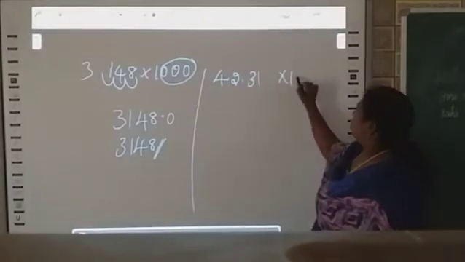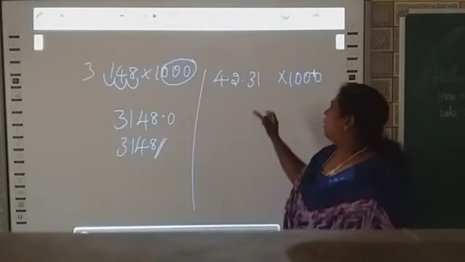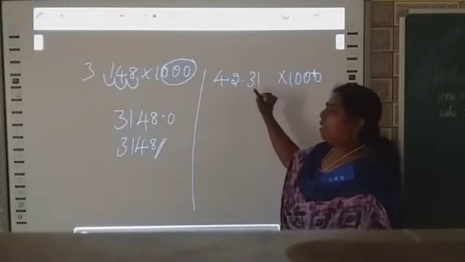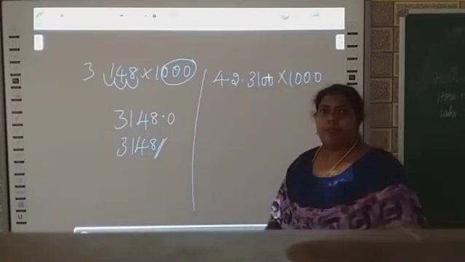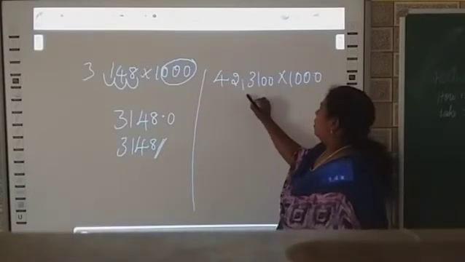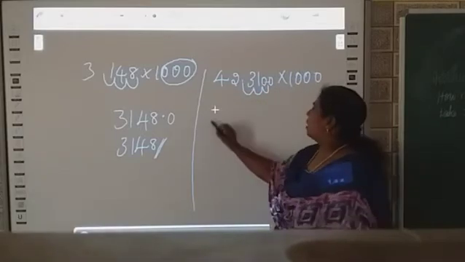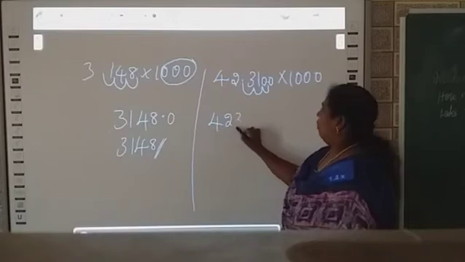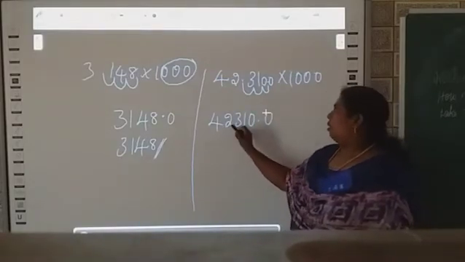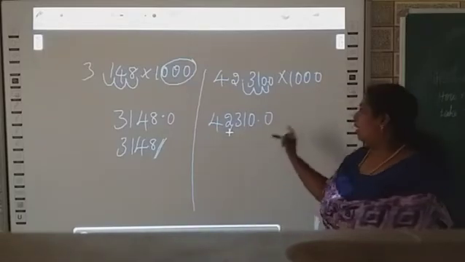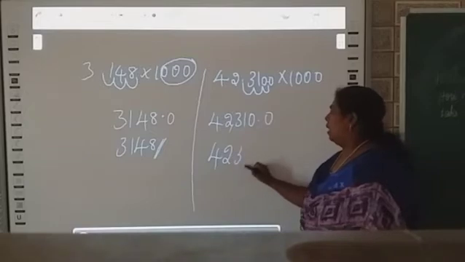42.31 into 1000. Here we want to move 3 decimal places, right? Here 1, 2. After the decimal only 2 decimal places are there. You can add 2 or 3 zeros, no problem. So now I will change it. 1, 2, 3. So where will it come? Here. The answer is 42310.0. That means 42,310.0. Here we can write the answer 42,310.